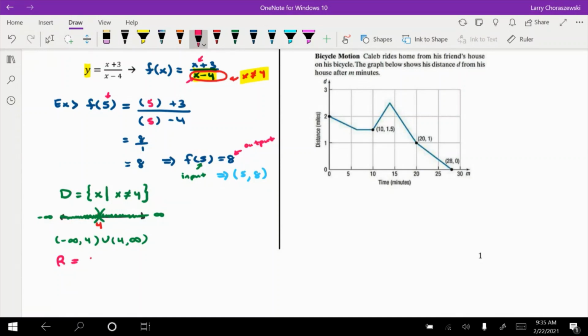So I'm just going to put it this way: for the range, you need the graph. So we're going to hold off on finding the range for this function until we learn how to do that. Any questions so far?